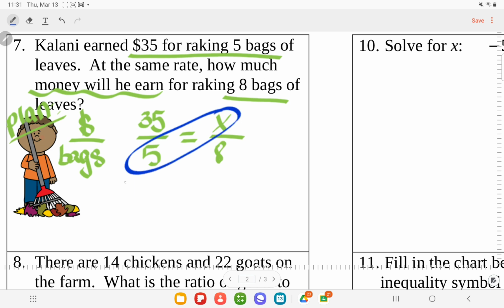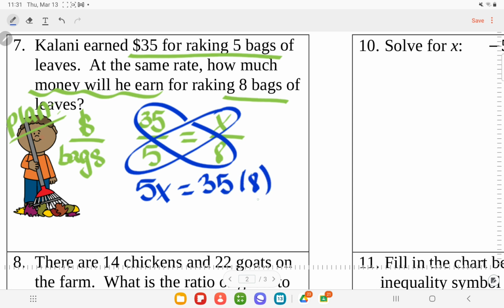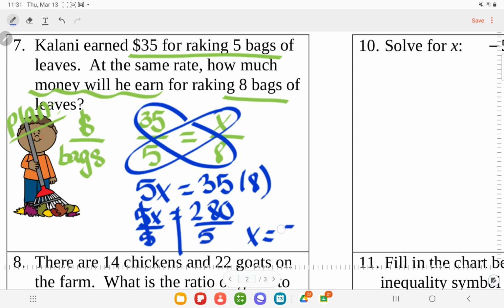Cross multiply, 5 times x, 5x, equal sign, 35 times 8. And 5x equals 280. We're going to divide that by 5. And we get x equals 56.